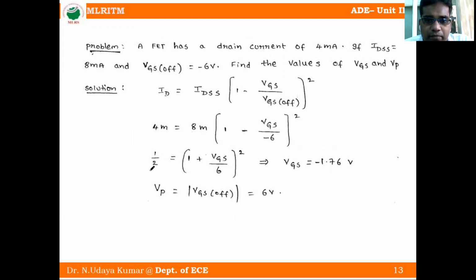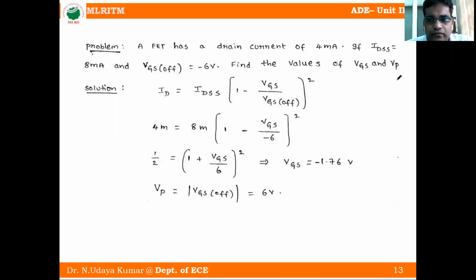So we will see the related problem here. The FET has a drain current of 4 milliamperes. Whenever a problem is given, first you have to write down the given data. So here the given data is the drain current of 4 milliamperes. Drain current is denoted by ID. So ID is equal to 4 milliamperes.